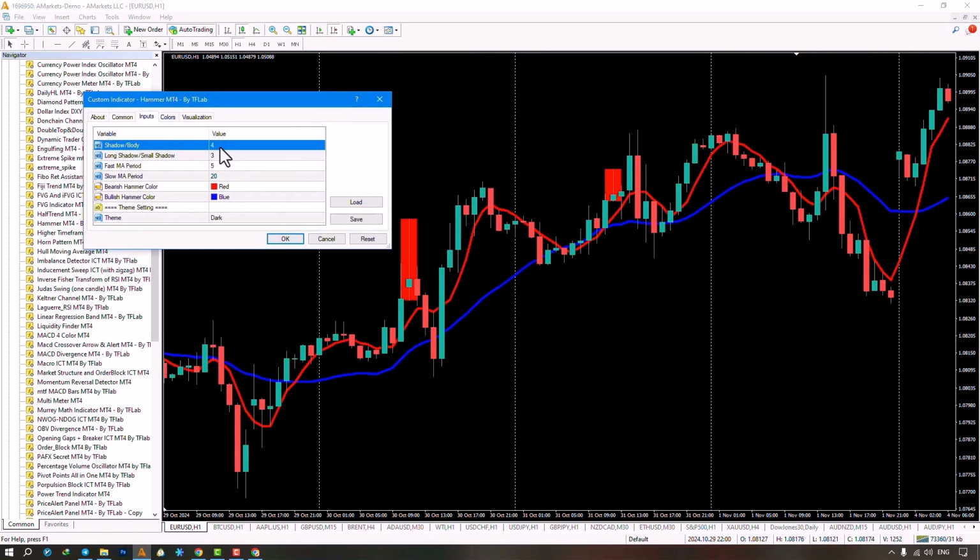The ratio of 4 means that the shadow must be 4 times the body, which is determined for us in these 2 candles. The next part is the ratio of the long shadow to the shorter shadow, which should have a ratio of 3, meaning that the long shadow must be 3 times the short shadow, which is also established in these 2 candles.